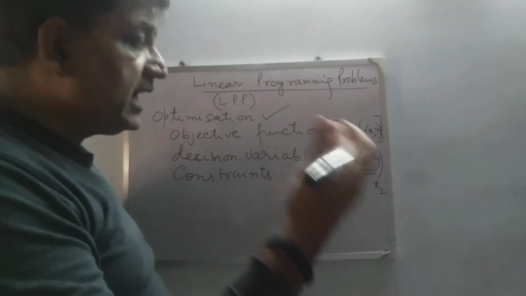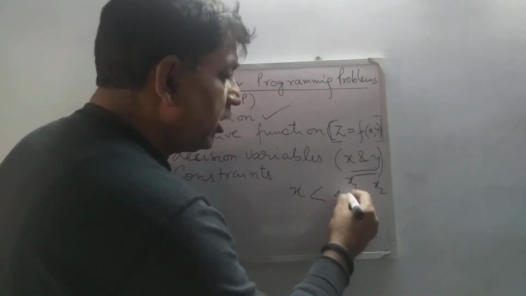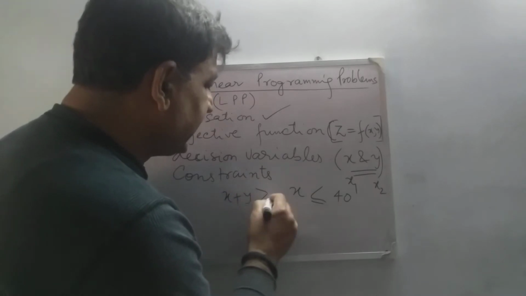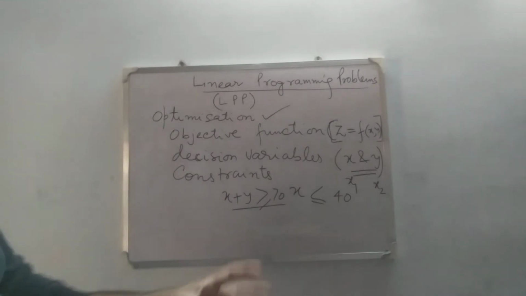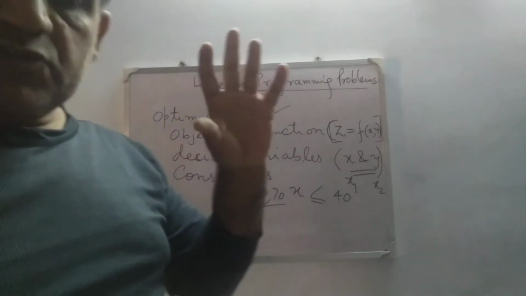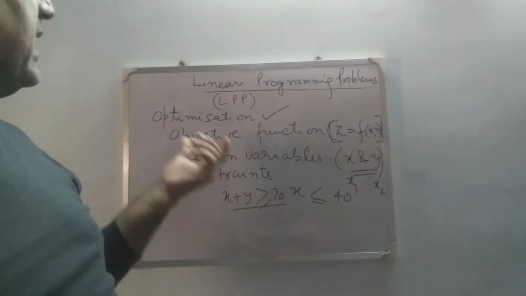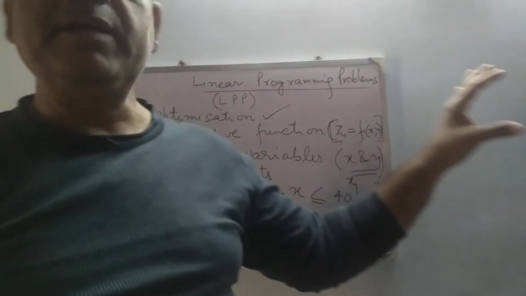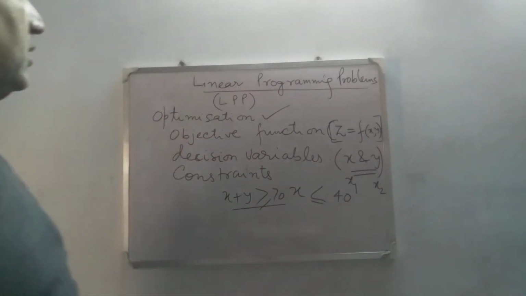Say, if we ask that x should be less than 40, or if we say that x plus y should be greater than 70, like this. So these are the restrictions over x and y. Under these restrictions, you have to minimize or maximize an objective function. So this is your linear programming problem. Boys, let us start with a simple problem.